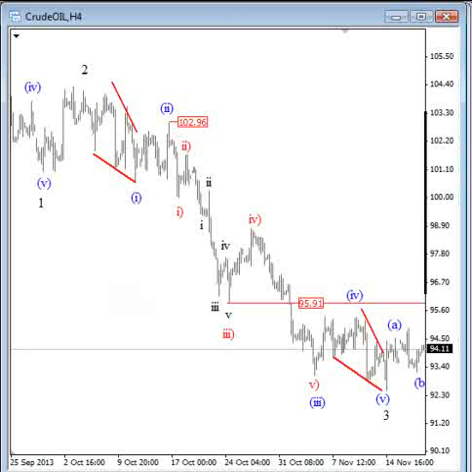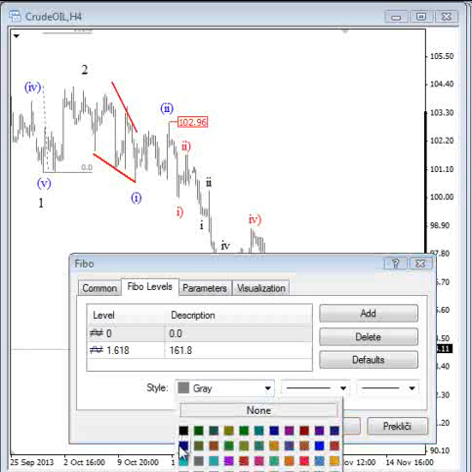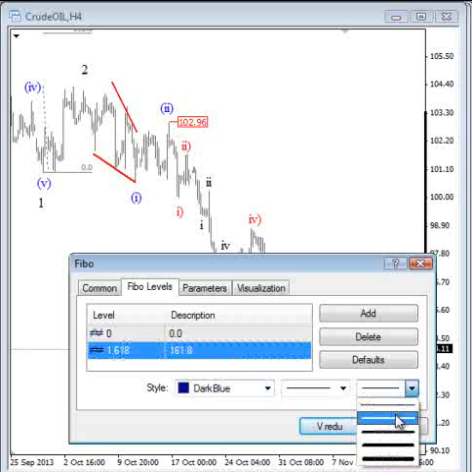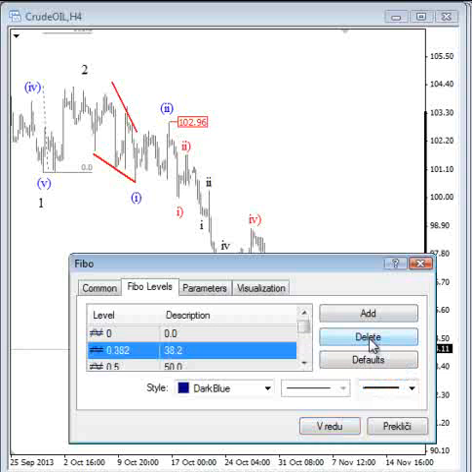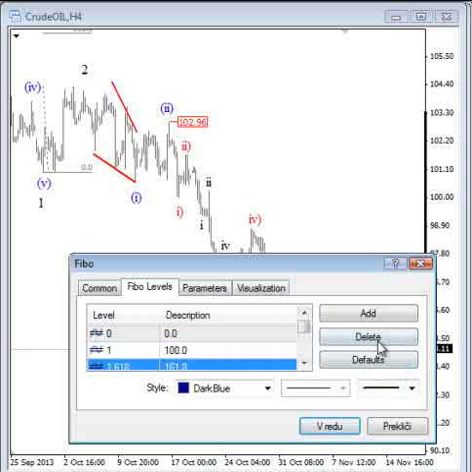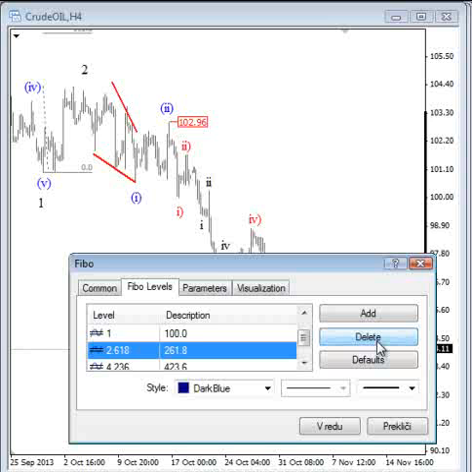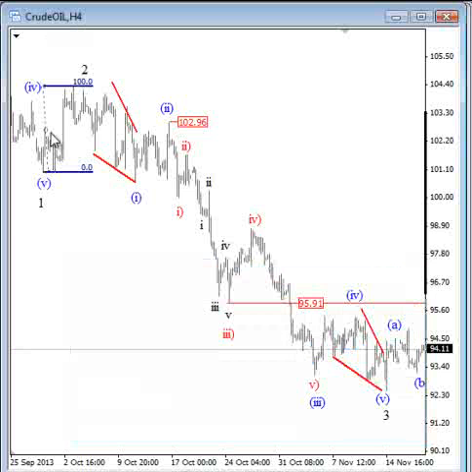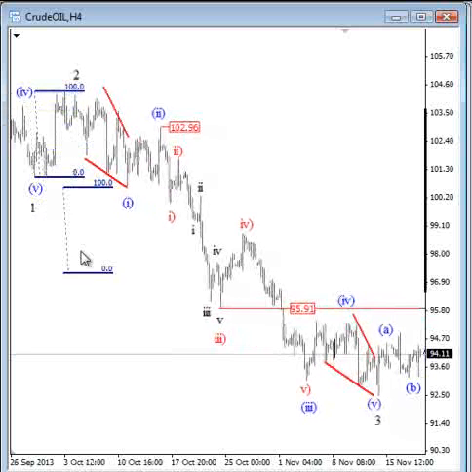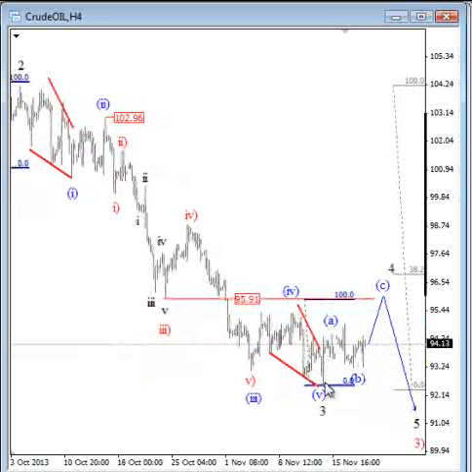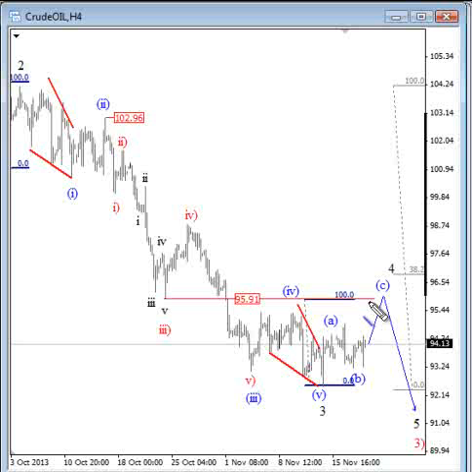Now I can also take a distance for wave 2. Let's take a look. Not usually, but sometimes wave 2 and wave 4 are very similar in distance. So here is the distance for wave 2, and I will now copy this and we will compare it from this low, and you can see that we also get a projected level around $96 per barrel.